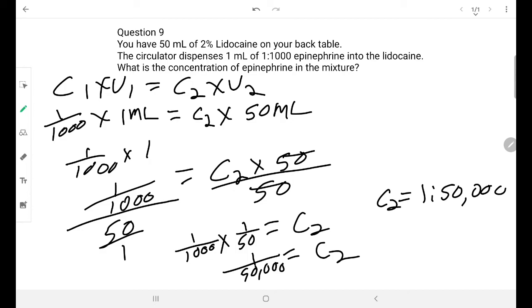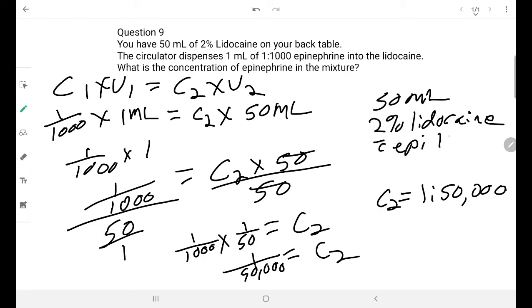So what we have on our back table, and that's a common concentration for our 2% because it is a little bit stronger, so that means that we have 50 milliliters of 2% lidocaine with epi 1 to 50,000 on our back table. And we draw that up and when we pass that to the doctor, we need to be able to tell them that we are giving them 2% lidocaine with epi 1 to 50,000, and that's how you would figure that.